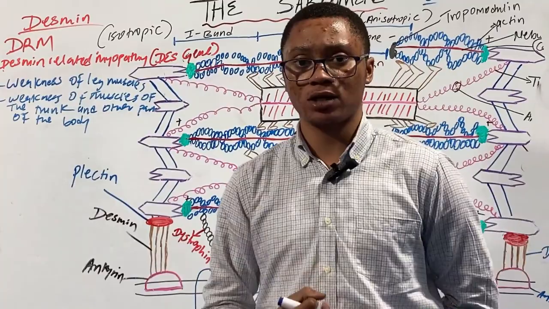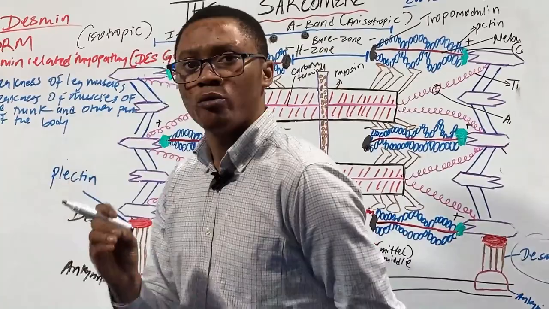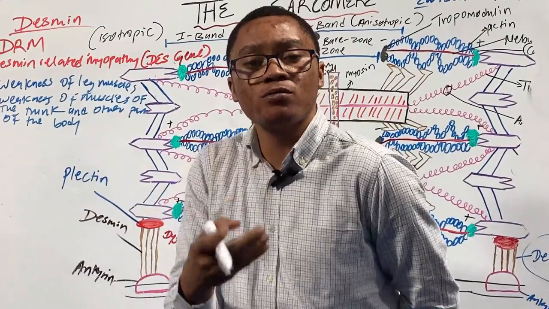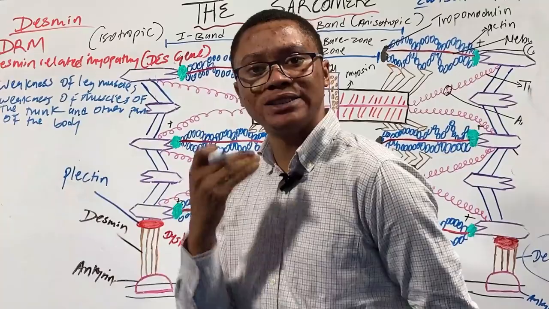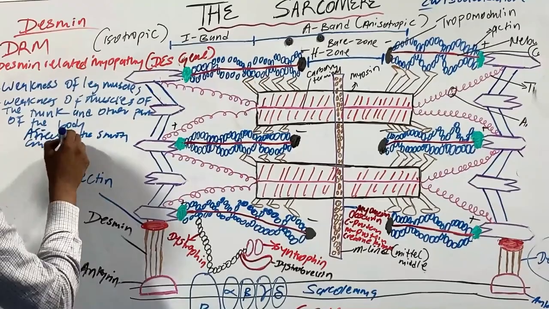Just a single cytoskeletal protein. You might think it's not important, but these proteins are very, very important in the human body. Now, desmin-related myopathy also affects the smooth muscles and also the cardiac muscles.